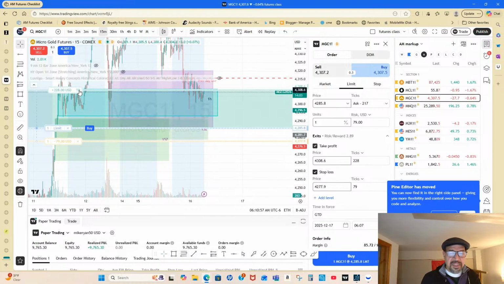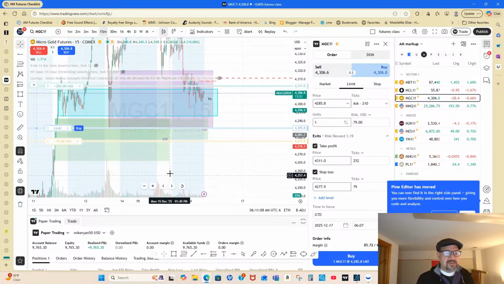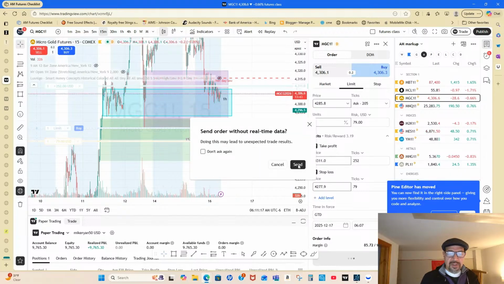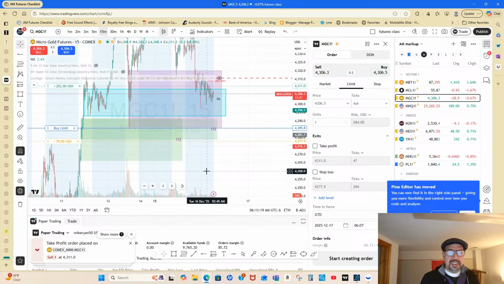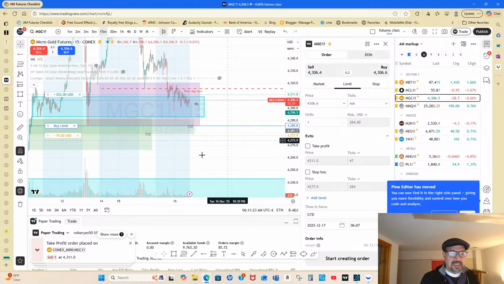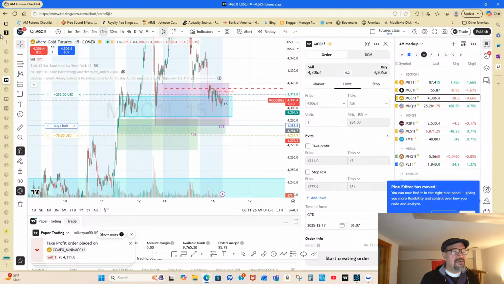And take profit that I said is up here at that low, and that's 1 to 3. And now this trade is in order without real-time data. That's okay. This is the trade that I'm looking to make today, and we'll look at it tomorrow to see if it happened.